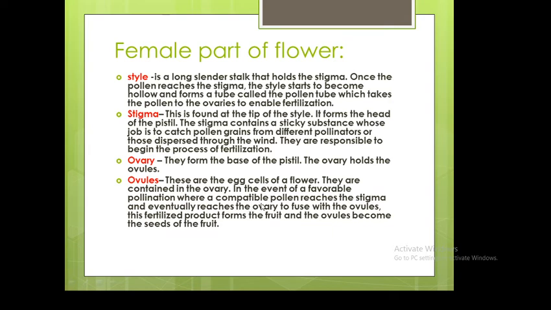Eventually the pollen reaches the stigma, then it starts to stick on the stigma, then it reaches the ovary to fuse with the ovules. This fertilized product forms the fruits, and the ovules become the seeds of the fruit. This part is very important. Normally it comes in exams.